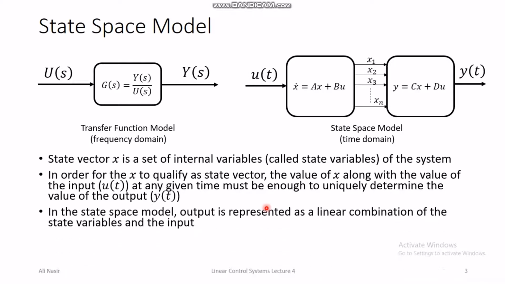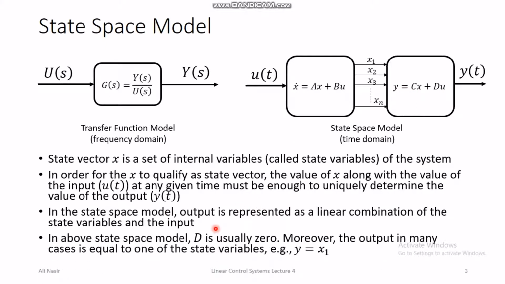So in the state space model, the output is represented as a linear combination of the state variables and the input. You can see here that y is equal to Cx plus Du, where C and D, in LTI systems, are constant matrices, and A and B are also constant matrices. In time varying systems, these are functions of time, but time varying systems are not part of this course. In the above state space model, D is usually 0. Moreover, the output in many cases is equal to one of the state variables.